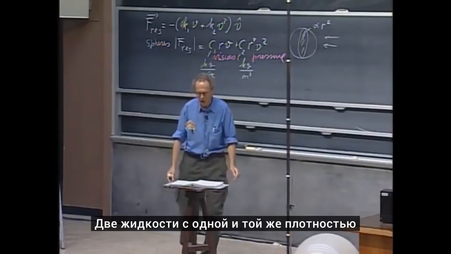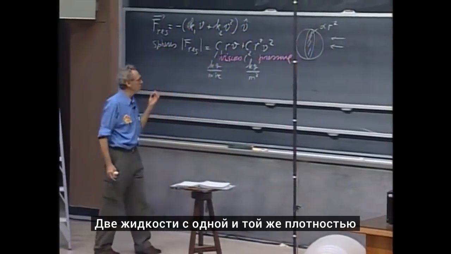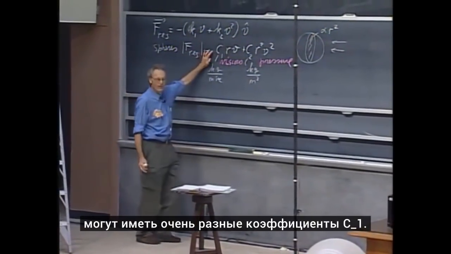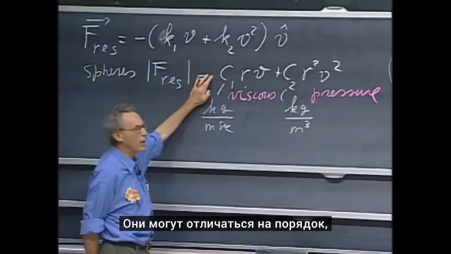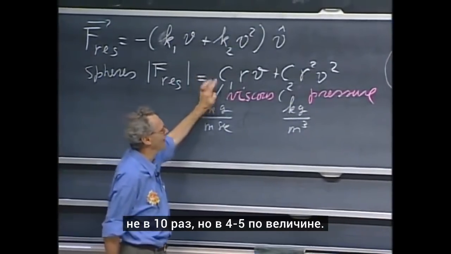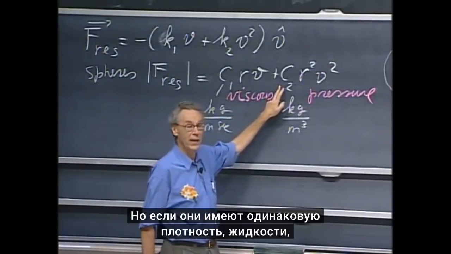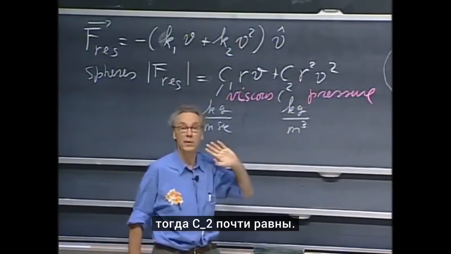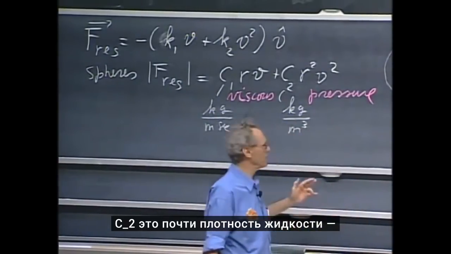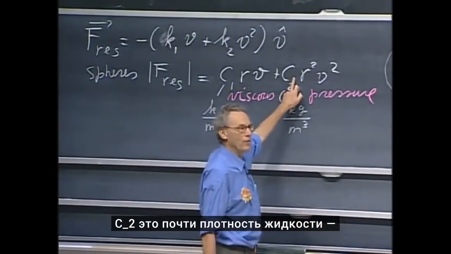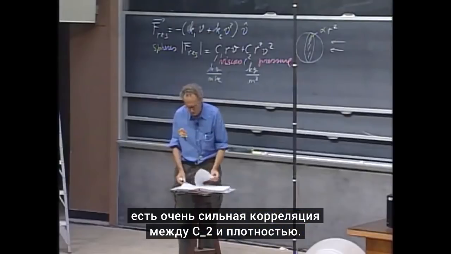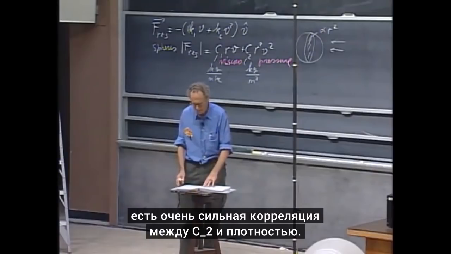Two liquids with the very same density could have very different values for C1. They could differ by 4 or 5 orders of magnitude. But if they have the same density, then C2 is very much the same. C2 is almost the density rho of the liquid, not quite, but almost. But there is a very strong correlation between C2 and the density.